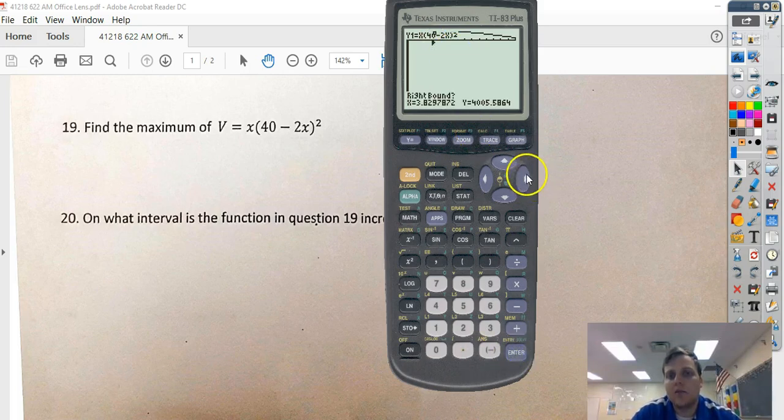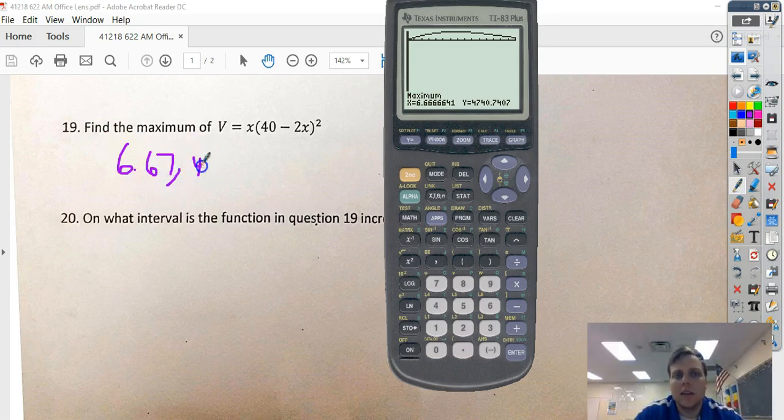So press enter, right bound. Now I just need to move until I'm somewhere confidently to the right of where the maximum would be. At this point, I can say the maximum is probably happening somewhere right here. So I'll press enter, and press enter again. So my maximum is at 6.674740. Okay.